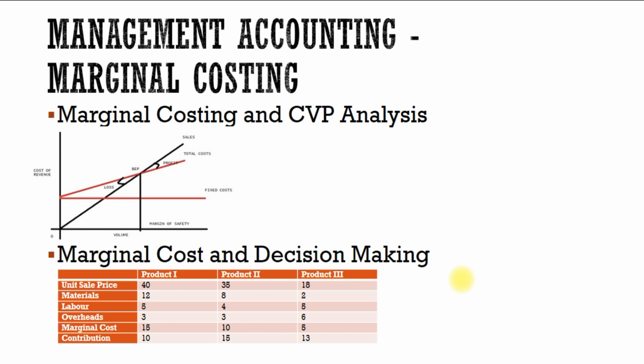So we have covered in management accounting, budgets. We have also covered standard costing and variance analysis, and we have also covered marginal costing. So thank you.